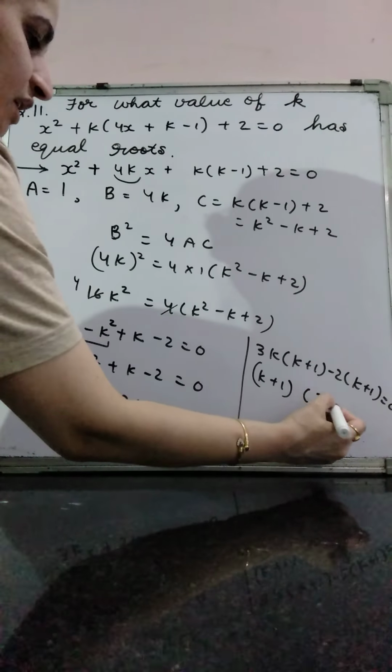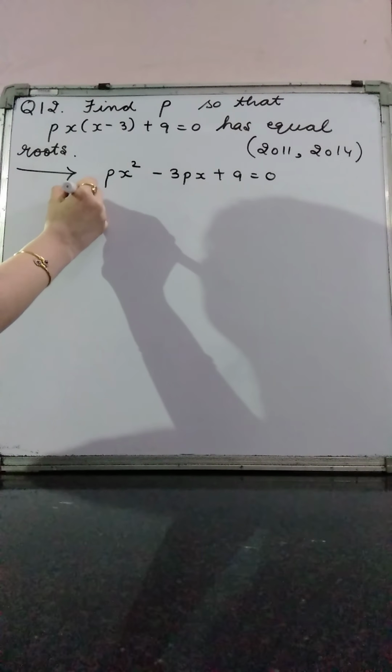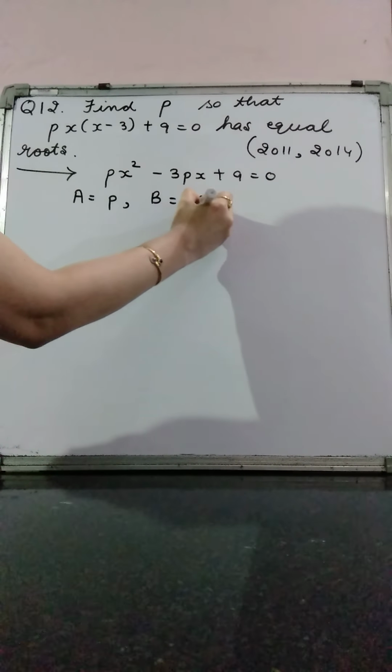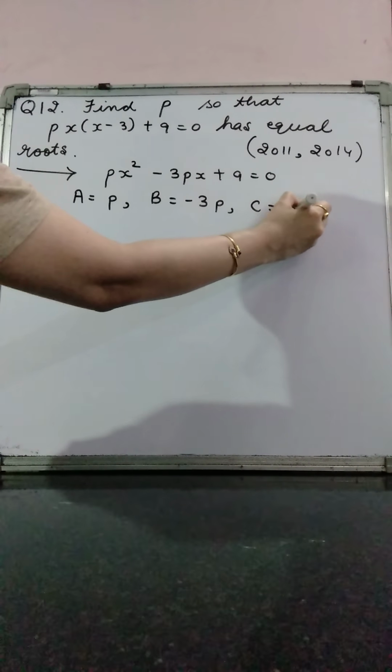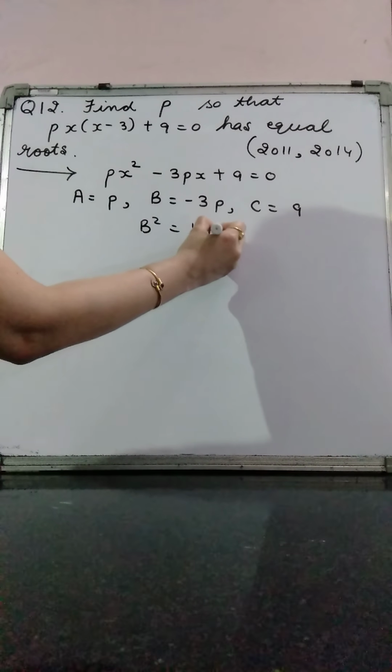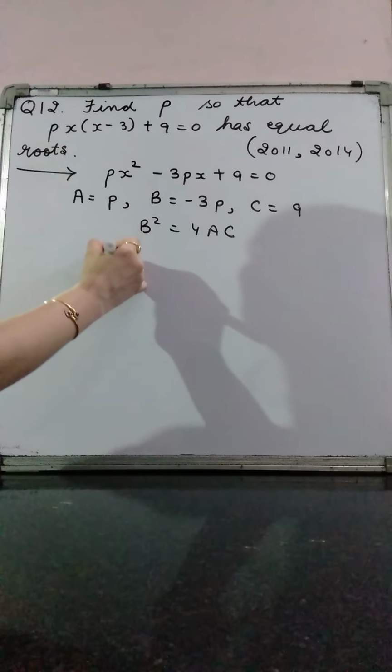Next question is find p so that this equation has equal roots. First of all, multiply it. x into x, x square minus 3p x plus 9 is equal to 0. Then compare it. We get the value of a is p, b is minus 3p and the constant is 9. Now apply the condition for equal roots, that is b square is equal to 4ac.